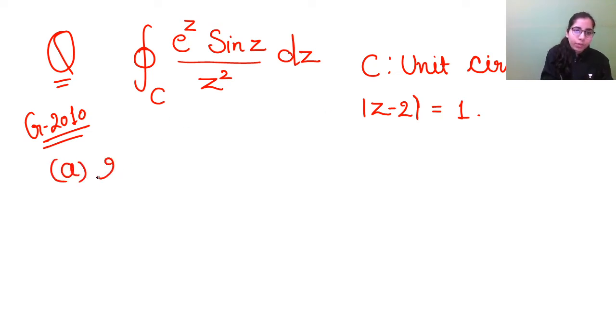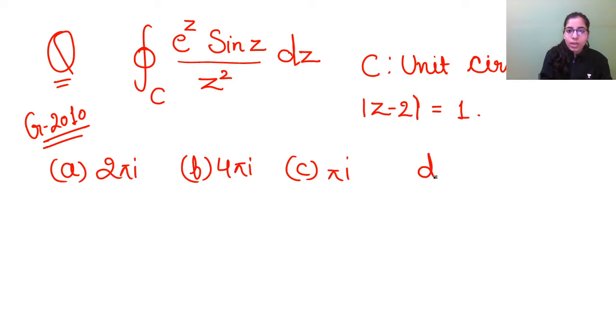Options are: A, 2 pi iota; B, 4 pi iota; C, pi iota; and D, 0. So guys, in the starting I will give you all a little time to solve this question, and in just some time I will start the discussion.